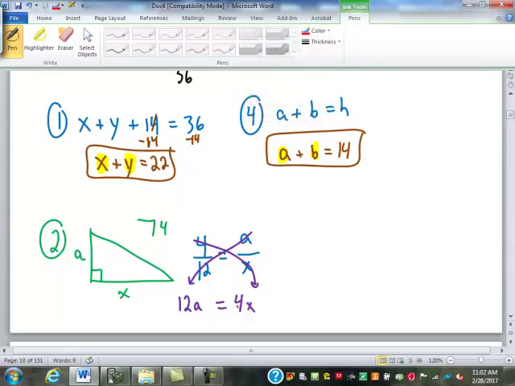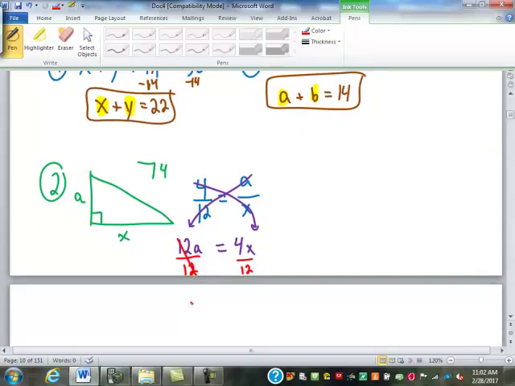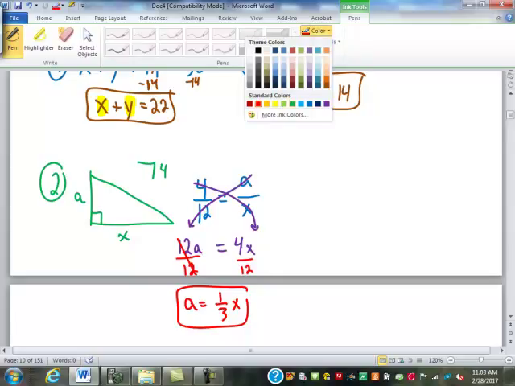Last time we solved for x. This time I'm going to solve for a. So I'm going to divide by 12, which tells me that a equals 4 over 12, which is 1/3 x. That's going to be very important in just a second.